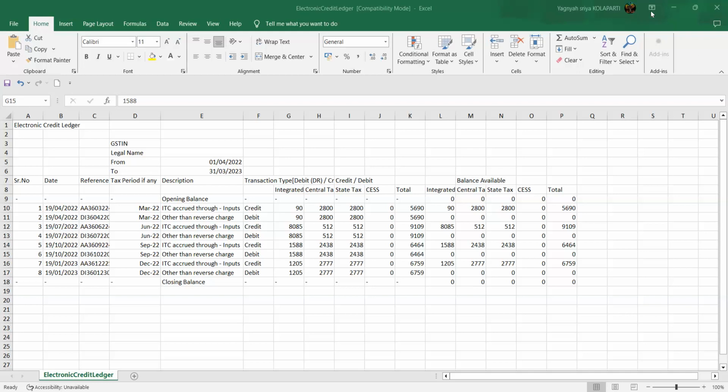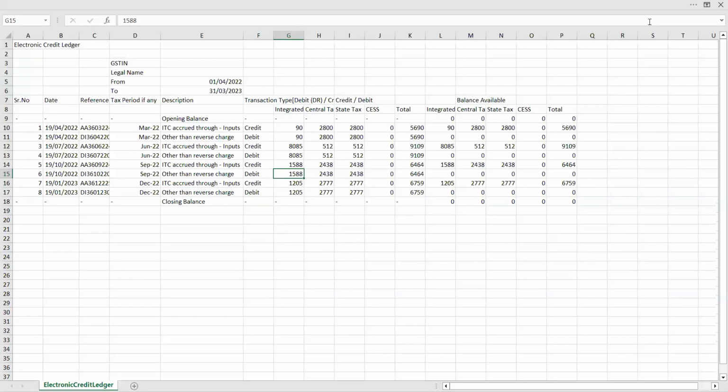I think now you are able to see, right? Yes, sir. See, this is one of the taxpayers' ledger. So I have taken a simple case, but the entries will be the same. Only the amounts will vary.